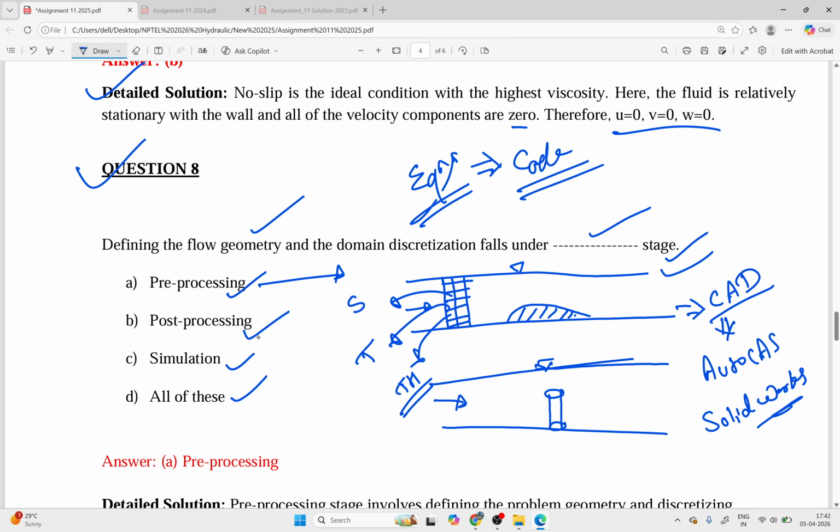Now, what is post-processing? After that comes simulation. Simulation means you will apply these equations in your domain, on the nodes or points. You will apply all the equations and you will try to see what is happening. You will solve, actually, not just see what is happening. Then after the simulation is complete, you will see the result part.